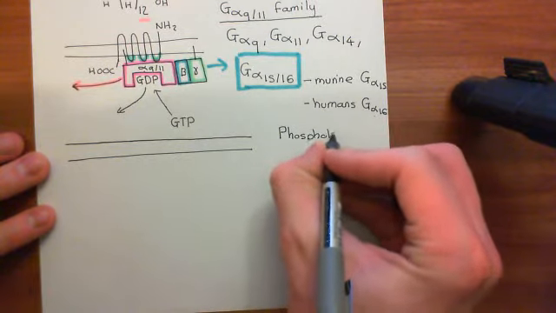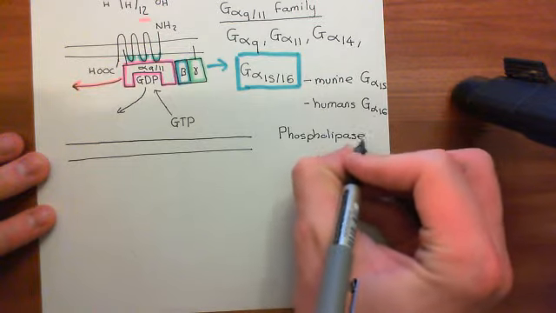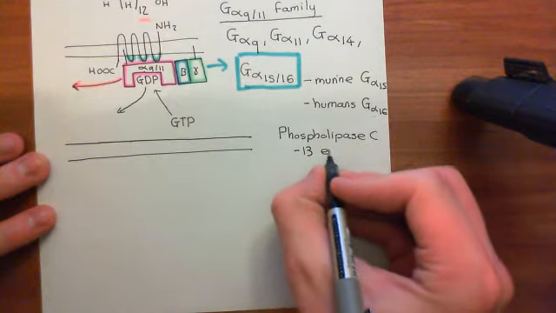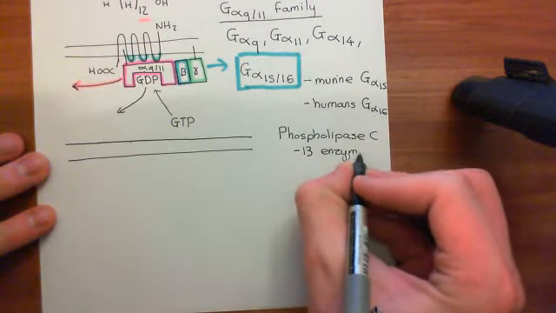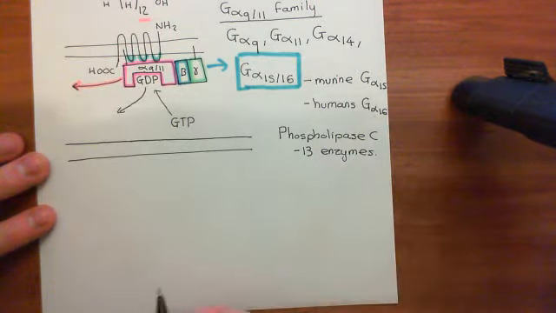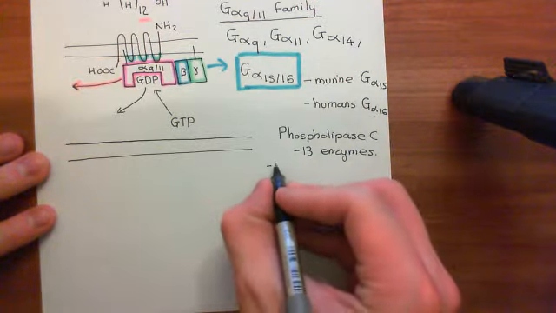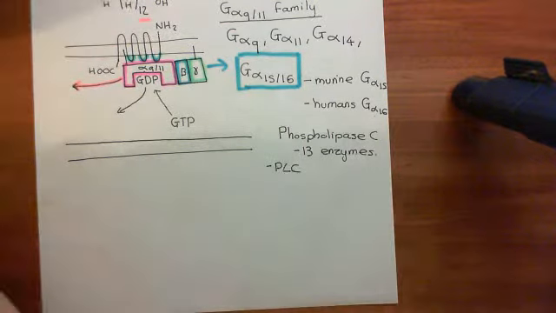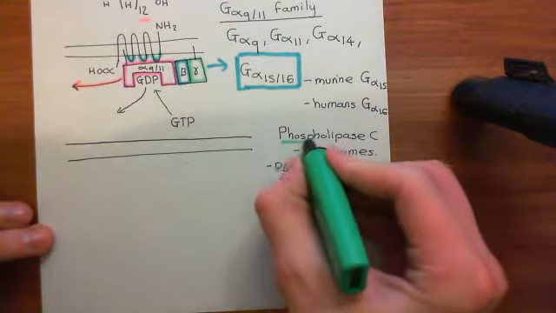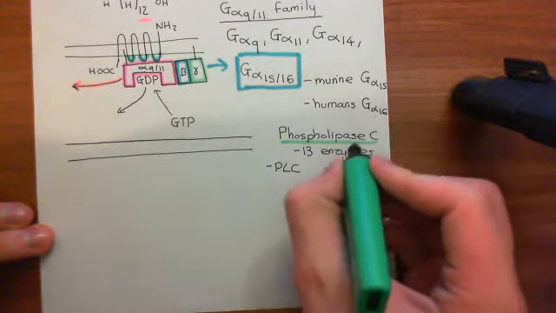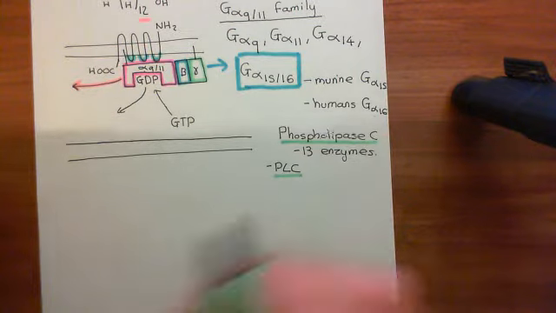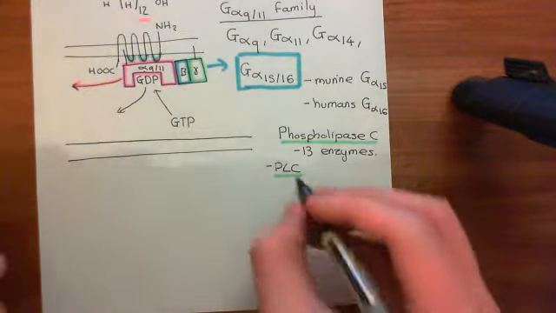So, there is a large family of enzymes known as the phospholipase C enzymes. In total, there are 13 different phospholipase C enzymes. Okay, and they are grouped into 6 families. Okay, so there is the phospholipase C beta family, and for short, phospholipase C is often abbreviated to PLC. Okay, and I will show you what phospholipase C enzymes all do in a moment. Okay, so PLC is short for phospholipase C.